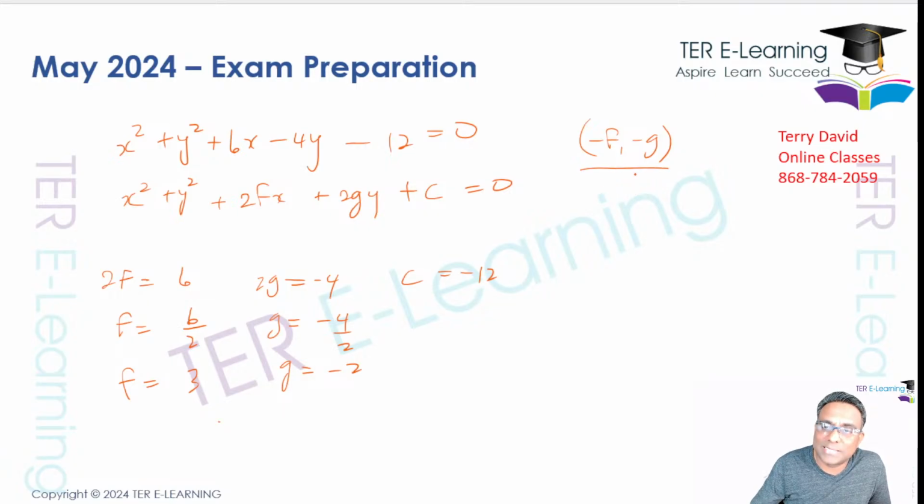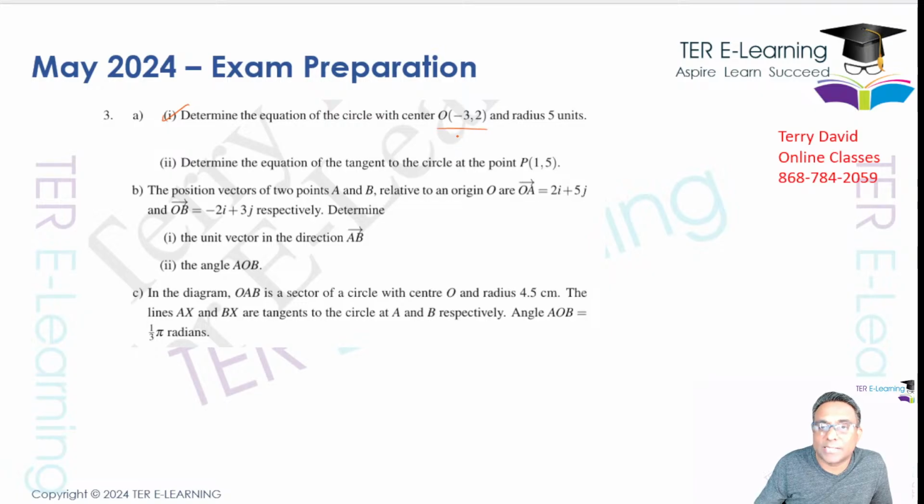Now, if the center is given by (-f, -g), it means that the center of the circle here is going to be (-3, 2). And if we go back here, you're going to realize, hey, that's what the center was, (-3, 2). Let's see if we get any 5 units now.